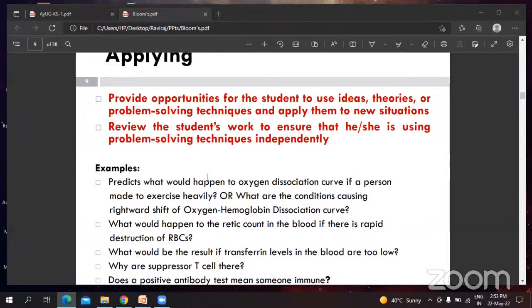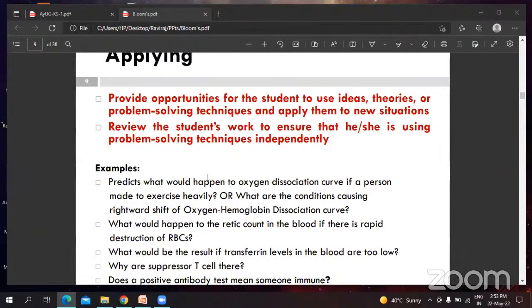So in order to apply whatever has been learned, you have to be thorough in the first level of that cognitive domain, which is remembering. Then only you'll be able to apply the knowledge, right? As far as physiology of blood is concerned, where does application come into play? For example, I may ask you what would happen to the retic count, the reticulocytes in the blood, if there is a rapid destruction of RBCs, right? So what is a reticulocyte?